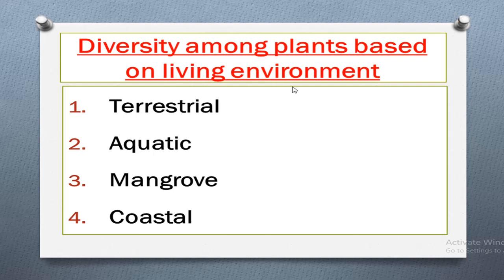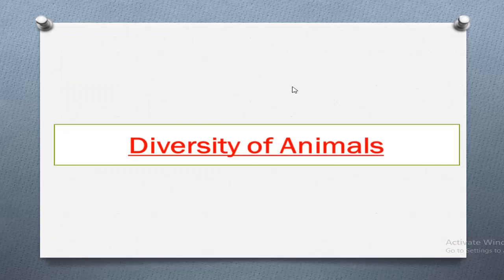Right. Then we will go to learn about diversity of animals. Now we have learned about diversity of plants. Now we are going to learn about the diversity of animals. Right.